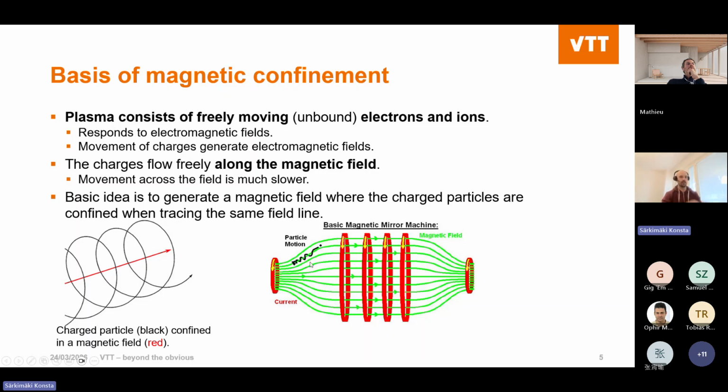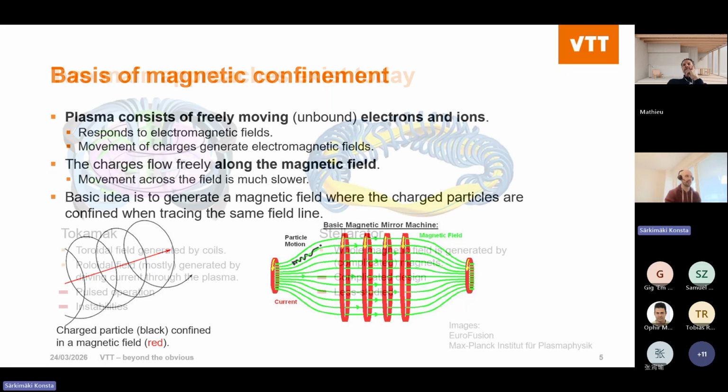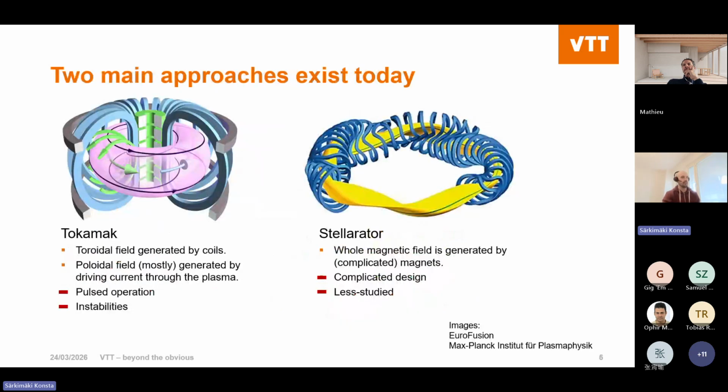So the obvious solution, of course, is to just wrap the field around like a donut. And that's actually what we are currently doing. In magnetic confinement there are different variations of how we could pursue this, but these are the two main routes: this tokamak device and this stellarator-type device.